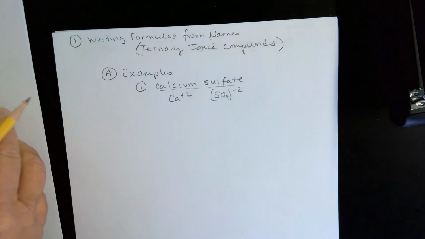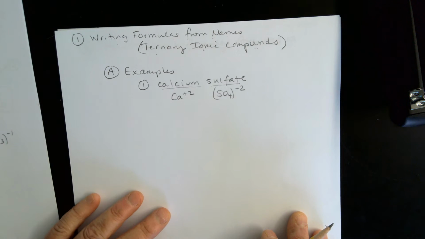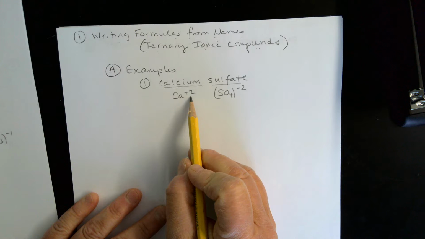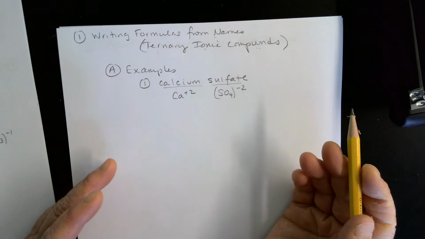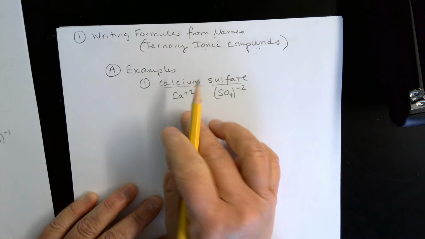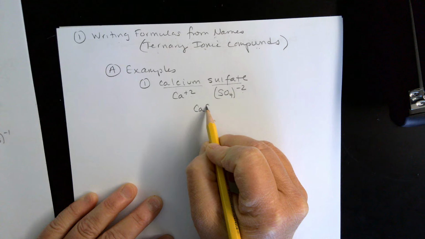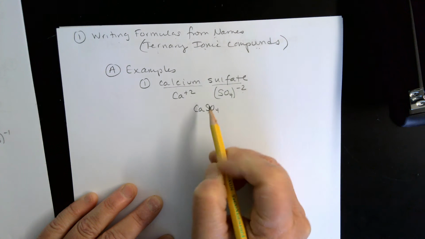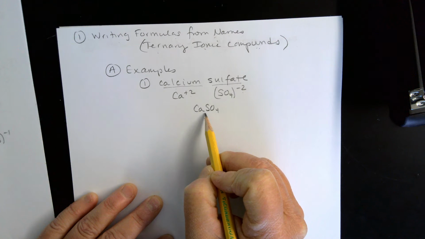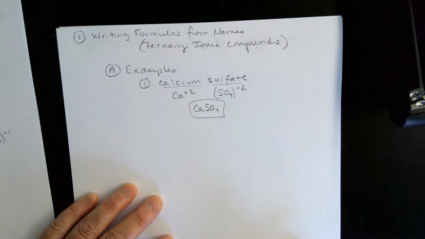Now we're just going to write this formula the same way that we did with the binary compounds. Remember, the goal is to make the compound neutral. Since we have a +2 and a -2, we just need one of each. So those charges disappear, and we just indicate one of each. We put the cation right next to the anion, and this is one Ca and one SO4. So this is the formula for calcium sulfate.